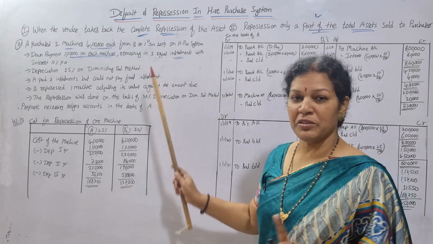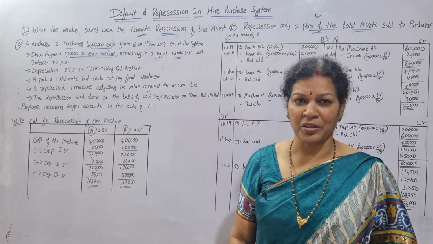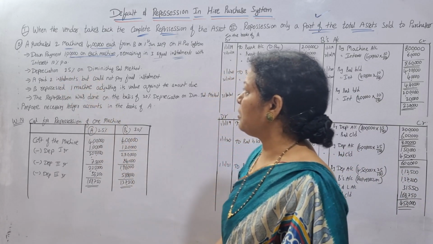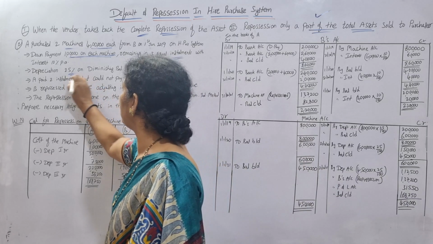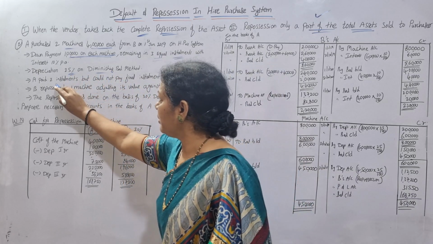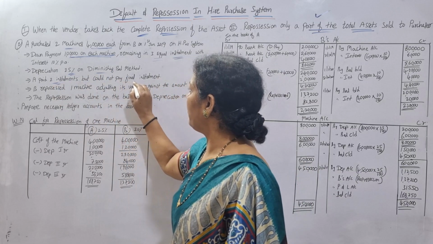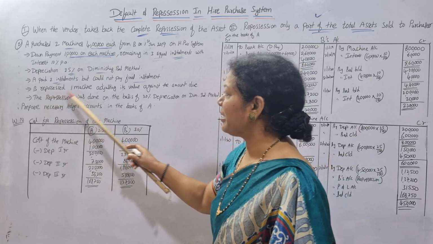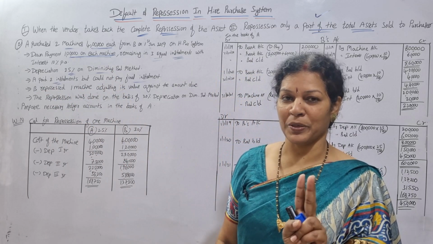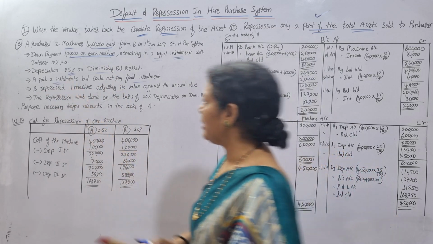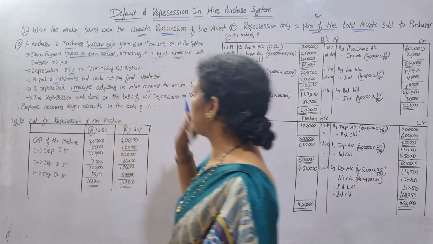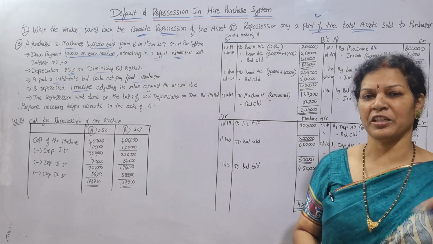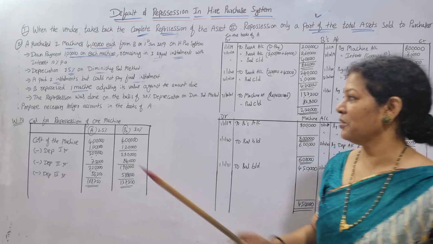Remaining means here also the installment amount is not given. We have to calculate it like the previous problem. Depreciation is 25% on diminishing balance method. A paid 2 installments but could not pay the final installment. Now what happened? B repossessed 1 machine out of the 2 machines purchased by A, adjusting its value against the amount due. Whatever is due, he adjusted, and he has taken back only 1 machine.